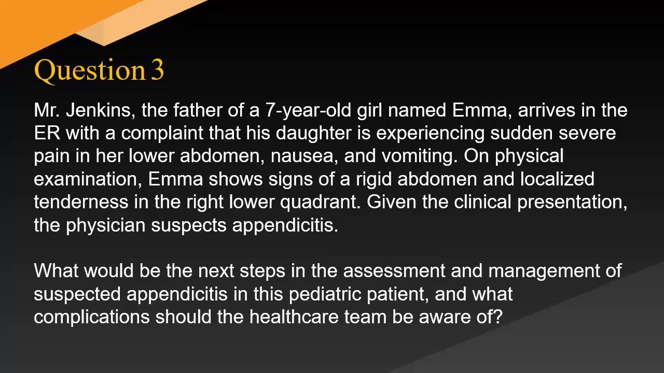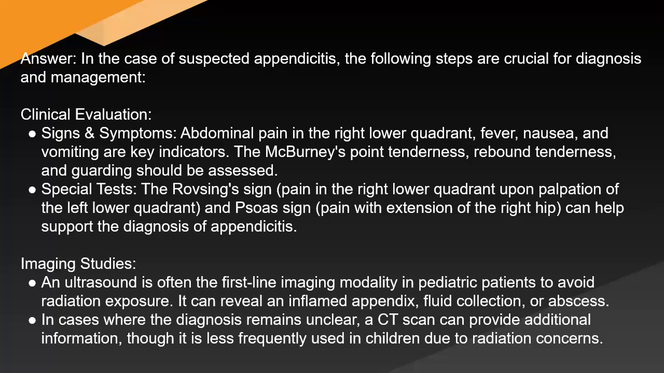What would be the next steps in the assessment and management of suspected appendicitis in this pediatric patient, and what complications should the healthcare team be aware of? Answer: in the case of suspected appendicitis, the following steps are crucial for diagnosis and management. Clinical evaluation. Signs and symptoms: abdominal pain in the right lower quadrant, fever, nausea, and vomiting are key indicators. McBurney's point tenderness, rebound tenderness, and guarding should be assessed.